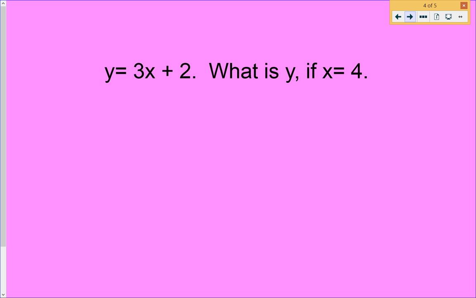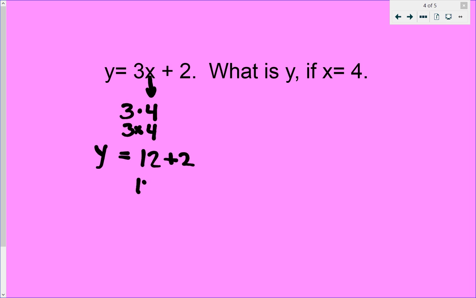The next type of problem is this one. Y equals 3x plus 2. What is y if x equals 4? I know x equals 4. So instead of putting an x here, I'm going to bring that down to do 3 times 4. This dot in the middle represents multiplication. We can also just write it 3 times 4. I just didn't want you to get confused with the x. So 3 times 4 equals 12 plus the 2. That means y equals 14.